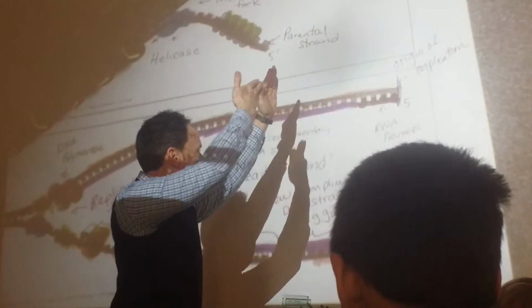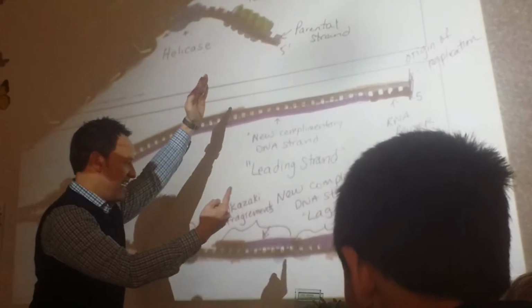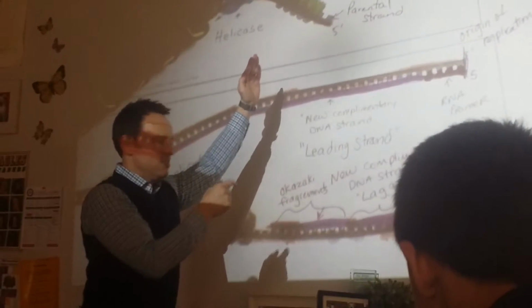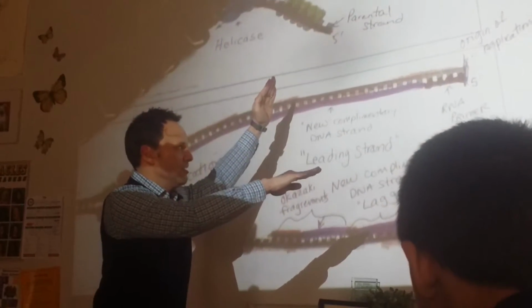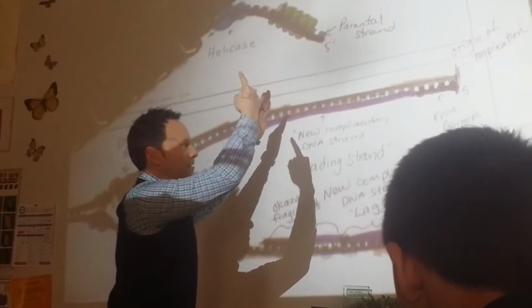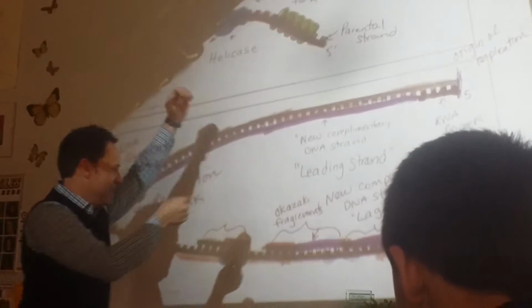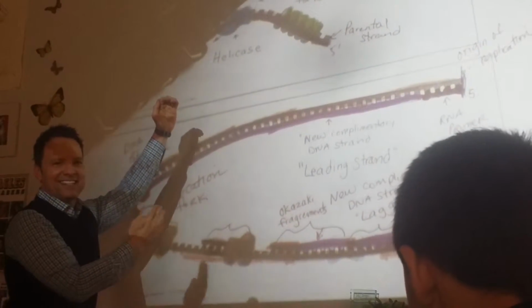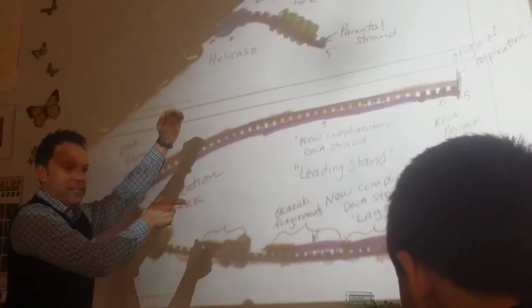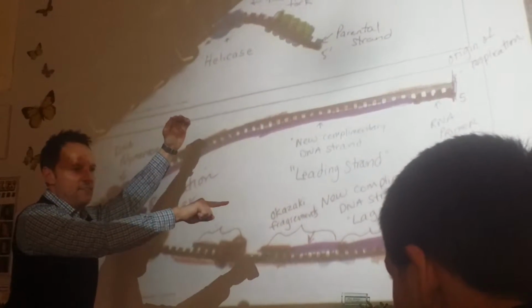But as I keep on opening the DNA, I've got to copy all of these nucleotides. So I've got to put down another primer. DNA polymerase can only work in this direction. I'm already going 5 to 3 up here. I start to open up the DNA, and I've got to copy all of these nucleotides. Okay, I've got to put another primer here, and then polymerase can work 5 to 3.